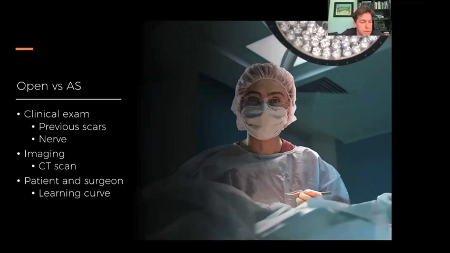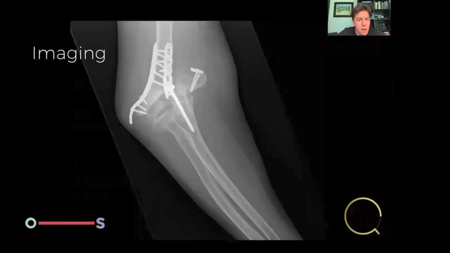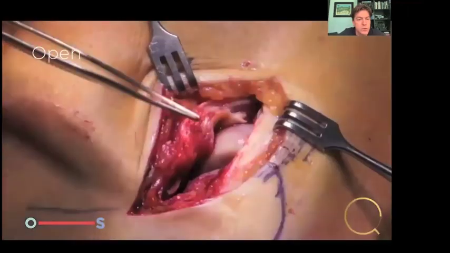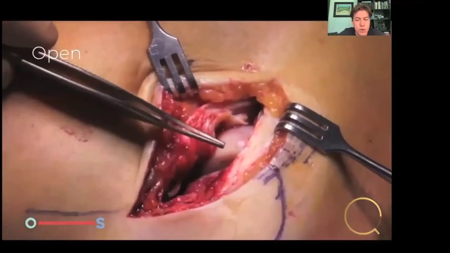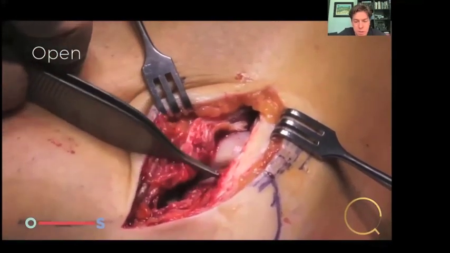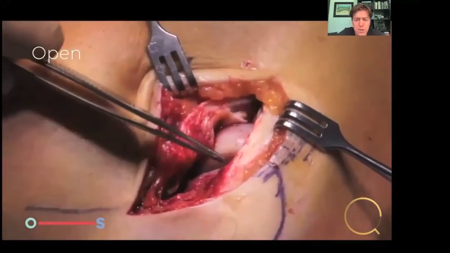My threshold for CT scan is very low. And then it depends on the patient and it depends on the surgeon, because there is a big learning curve and stiff elbows are not the easiest ones to start with. So you need to be quite proficient with elbow arthroscopy before you start thinking of doing stiff elbows. Obviously, with imaging, when you see this is not a candidate for arthroscopic surgery, this is open surgery. With open surgery, the anterior capsulectomy is probably the more challenging one.